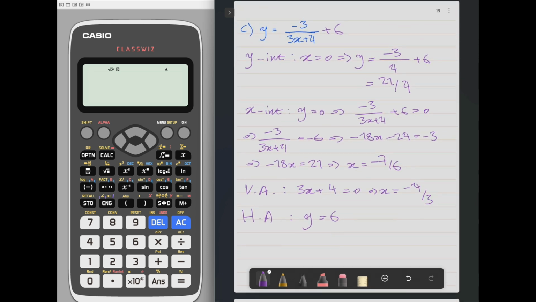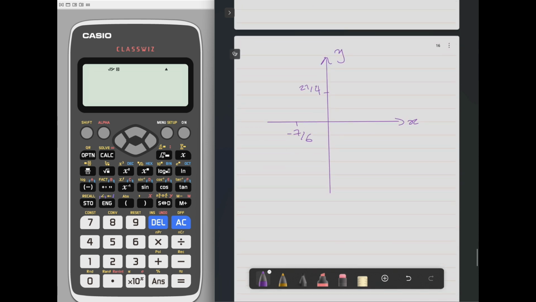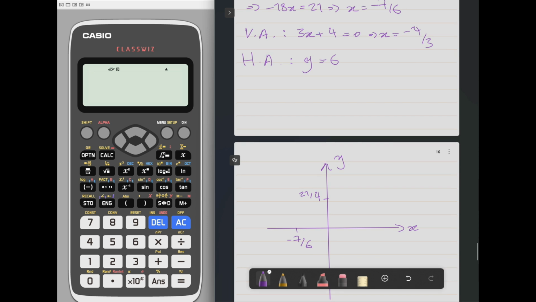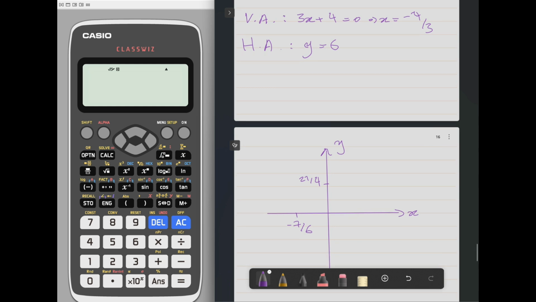Then I'm going to have my vertical asymptote, which is minus 4 over 3. Is minus 4 over 3 before minus 7 over 6 or after minus 7 over 6? Let us see. Which one is closer to 0, minus 4 over 3 or minus 7 over 6? If I multiply the denominator and numerator by 2, then it is going to be minus 8 over 6, right? Then minus 8 over 6 is farther away from the origin than minus 7 over 6. So it is going to be minus 4 over 3 here, right?